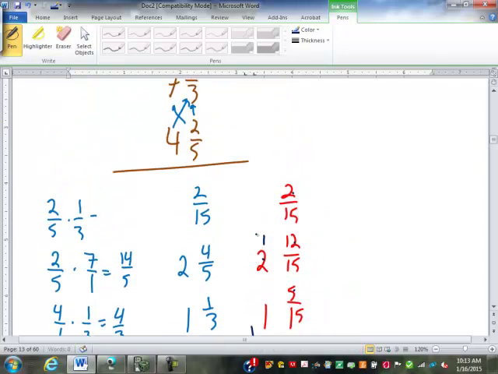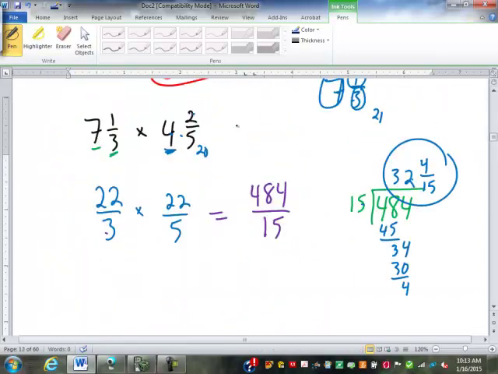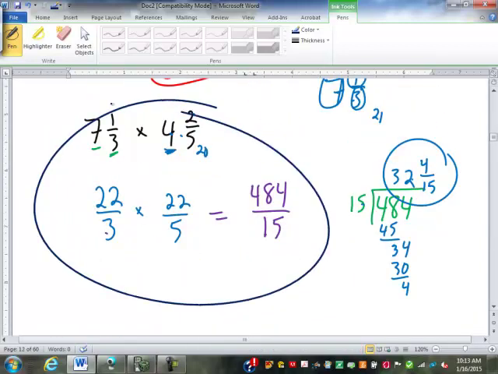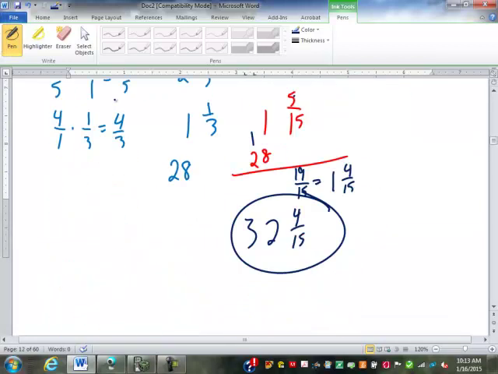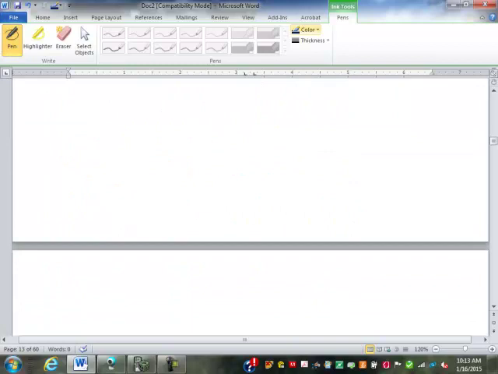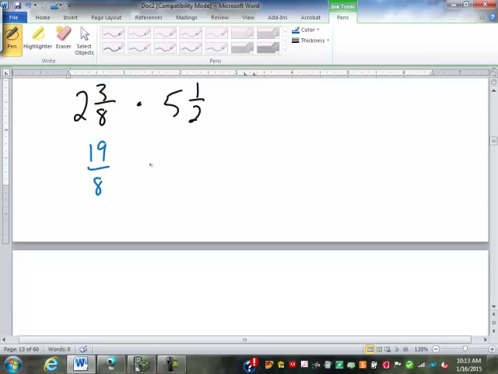I don't know about you. I'm going to stick to using the improper fraction. Let's do one more example of the improper fractions, and then we'll come back to division. Let's do 2 3/8 times 5 1/2. Tell me what to do. 2 times 8 is 16, plus 3 is 19/8. Okay, then what?